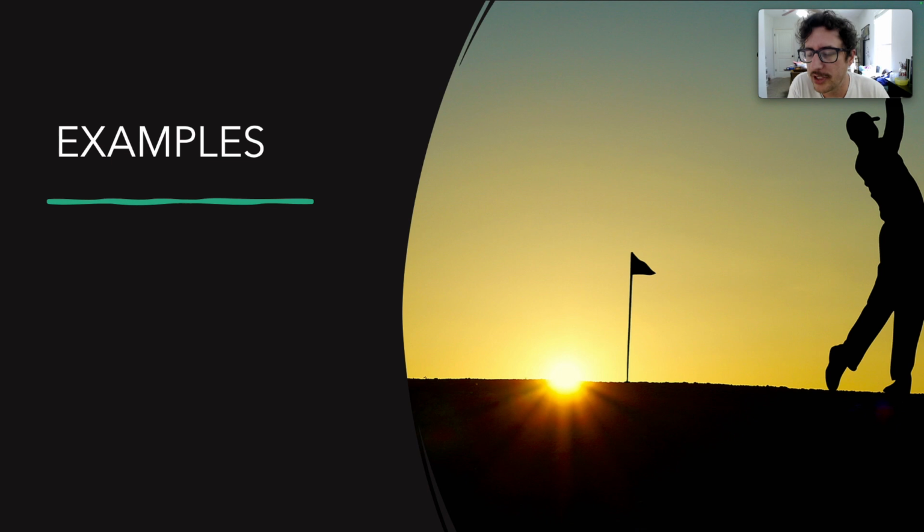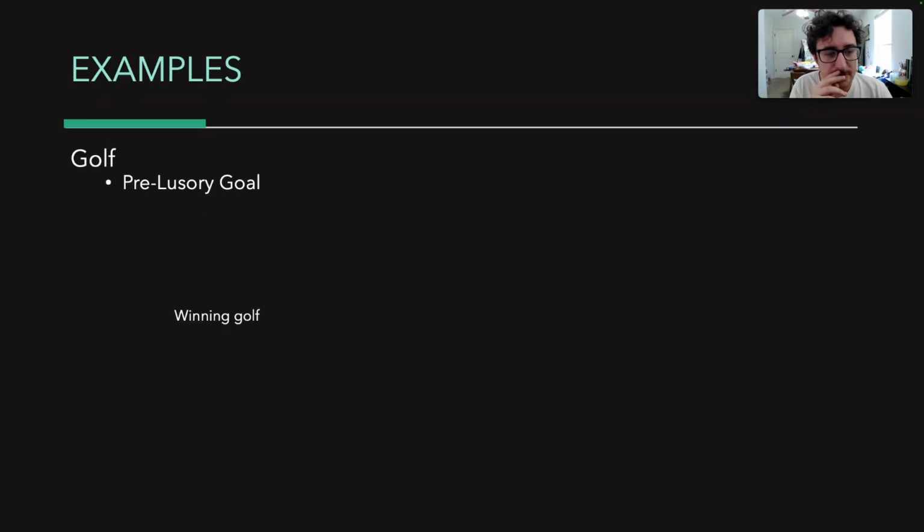All right, so now let's consider some examples here. A very famous game, golf. First of all, there's a pre-illusory goal. So remember, this is the goal you can describe without making reference to the game itself. Here we can describe the pre-illusory goal as just get the ball into the hole.